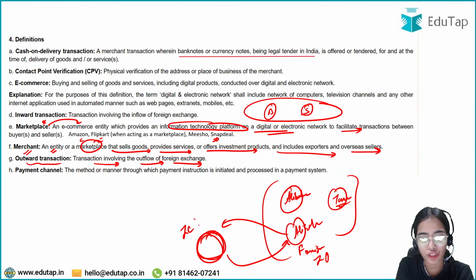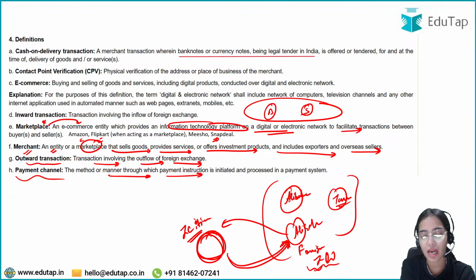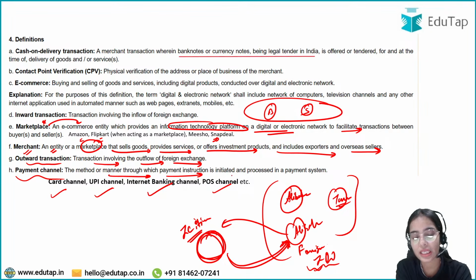When an Indian citizen is buying something from an international website, from a foreign website, okay, we have to pay. So it is a transaction involving the outflow of foreign exchange. For the import that we are doing, from the purchase that we are doing from the international website, we have to pay. So that is an outward transaction. Now payment channel, the method or manner through which payment happens. Payment could happen through the card channel, UPI channel, internet banking channel, POS, point of sale channel. So the method or manner through which the payment happens is the payment channel.